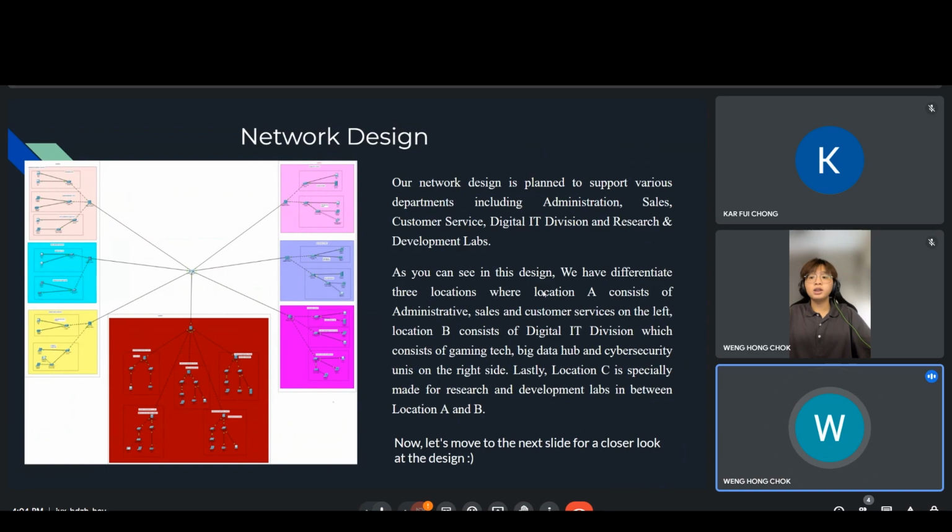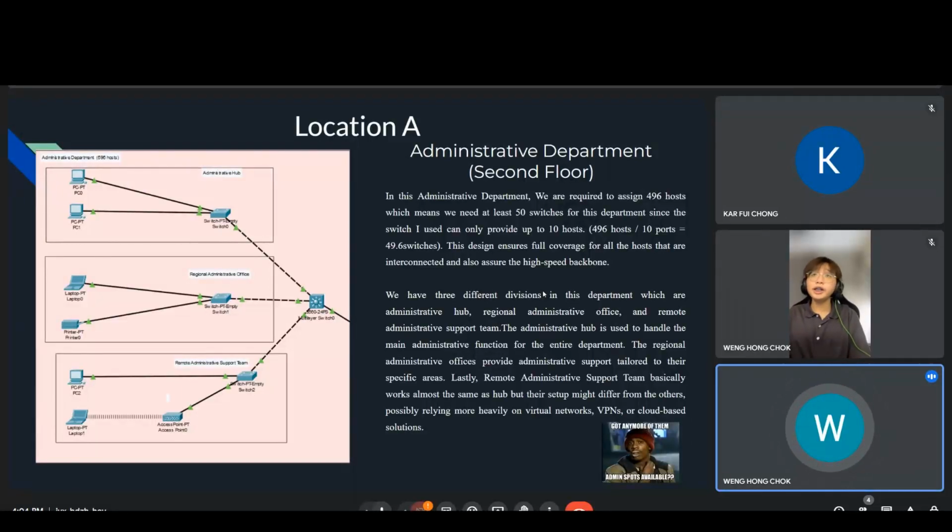I'll be talking about one single department in each location due to time limitation. In location A, the administrative department is located on the second floor, and we have three different divisions in this department, which are the administrative hub, the regional administrative office, and the remote administrative support team. The administrative hub is used to handle main administrative functions for the entire department, and the office provides administrative support tailored to their specific area. Lastly, the remote administrative support team basically works almost the same as the hub, but their setup might differ from the others, possibly relying more heavily on virtual networks.